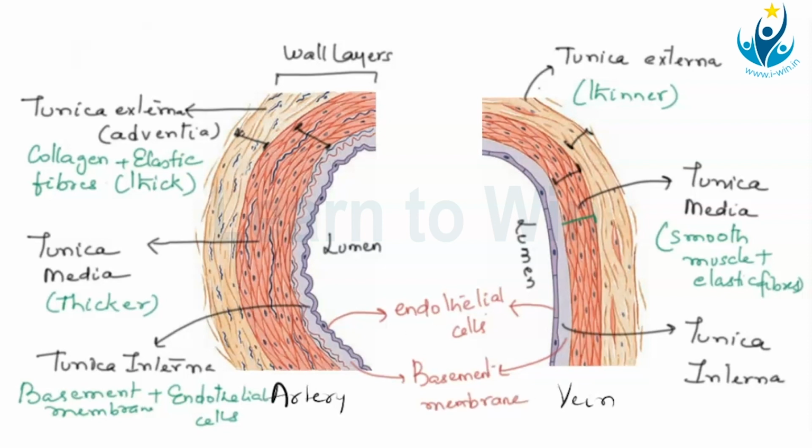Right? And the tunica interna of the arteries, along with the simple basement membrane and endothelial cells, also contains collagen fibers and elastic fibers, which are not present in the tunica interna of the vein. Okay.